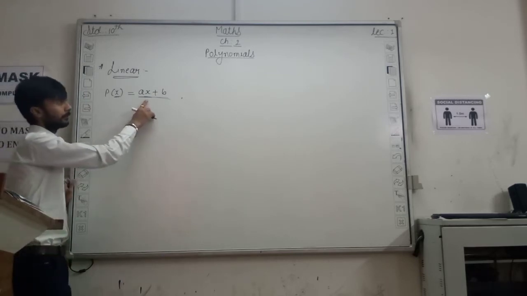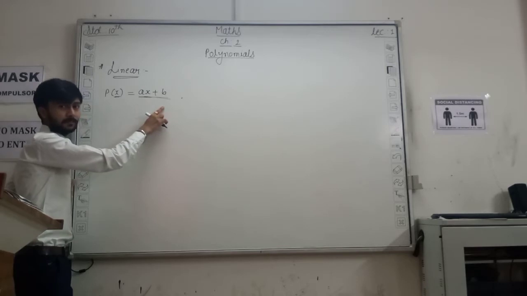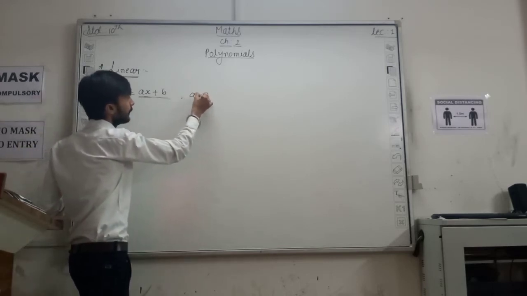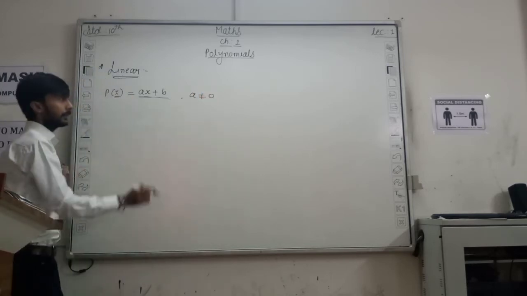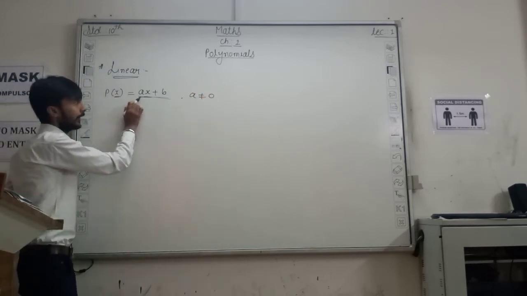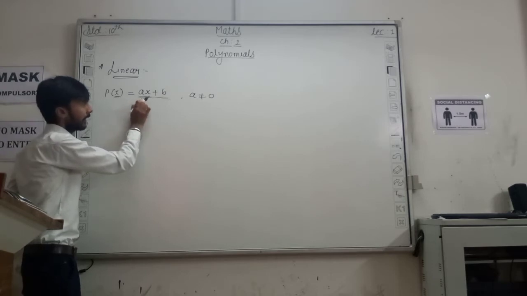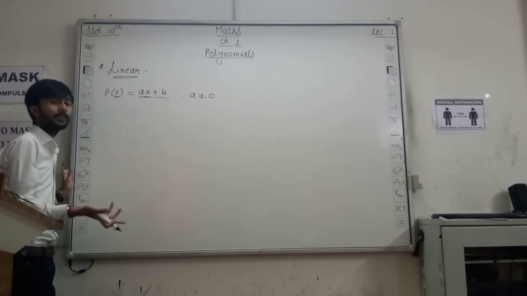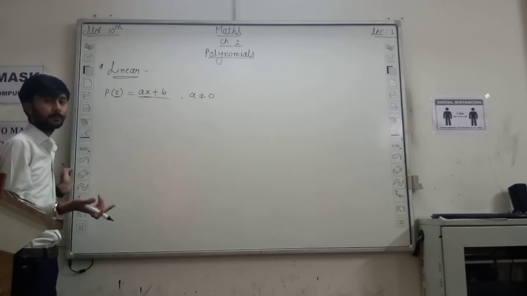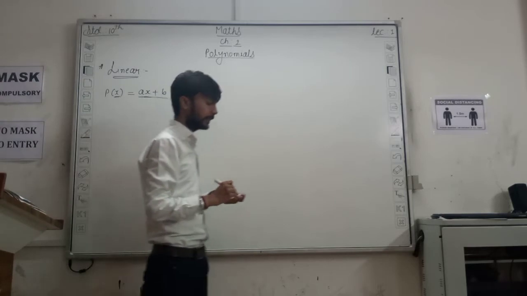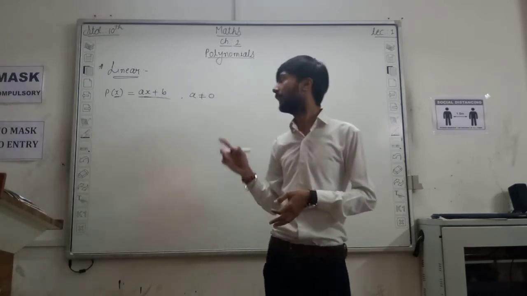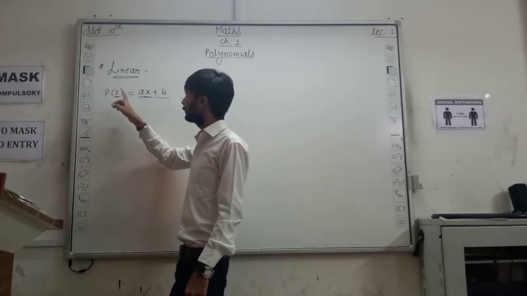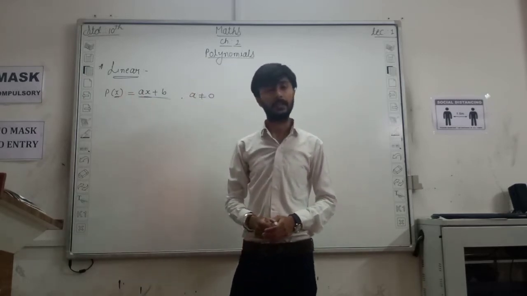Here the variable is x, a and b are integers and also constants, and the condition for that is a can never be 0. A can never be 0. Why? If a is 0, that means ax, this whole term will be 0. Then only b remains here, that is only a constant number, and we can't say that it is a polynomial. That's why a can never be 0. So here in the polynomial, whichever variable it is will come in the bracket, okay?